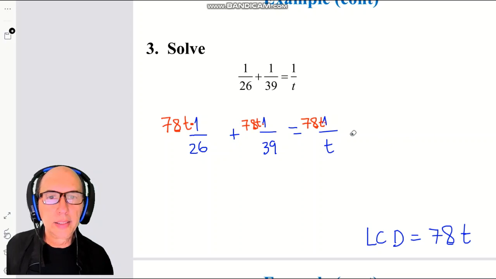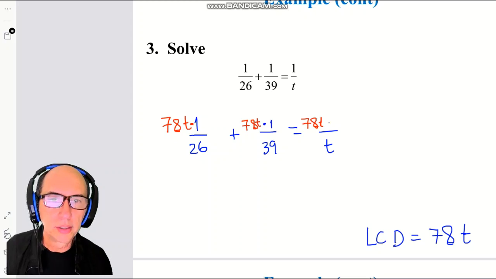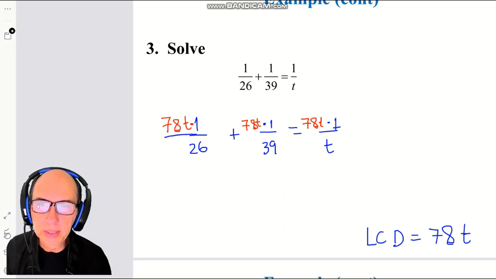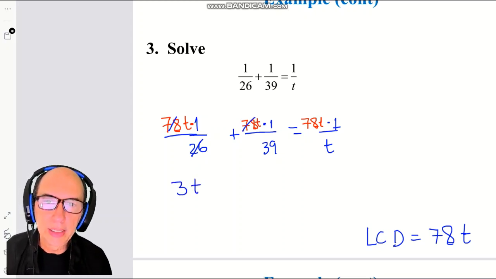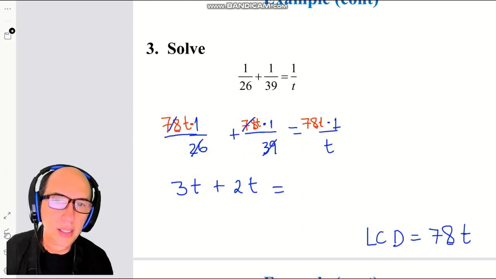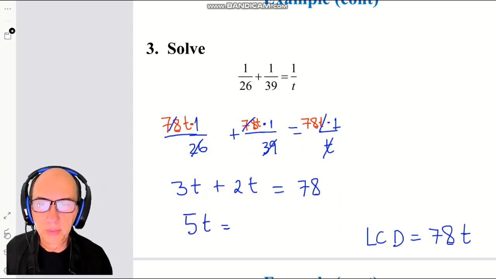Okay. And simplify. Simplify when possible. Times 1. Look, 78 divided by 26 is going to be 3t. 78 divided by 39 is 2t. And t divided by t, this is equal 78. 5t equals 78.